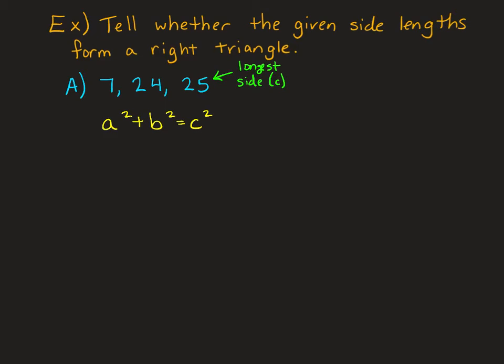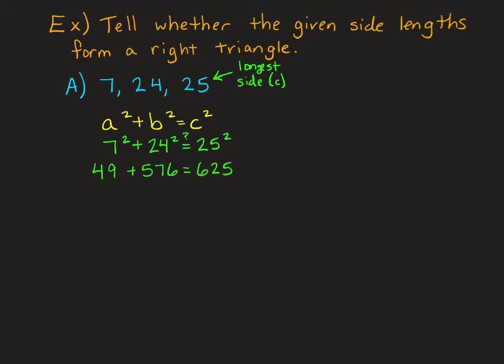So we have a squared, which a could be 7 or 24, so I'm going to use 7, and we'll square that. b squared, I'm going to use 24 for b, and we'll square that. And then c squared, we'll use the longest side, 25 for c, and square that. But I'm going to put a little question mark above the equal sign, because I don't know if they're equal or not. Next, we will just simplify.